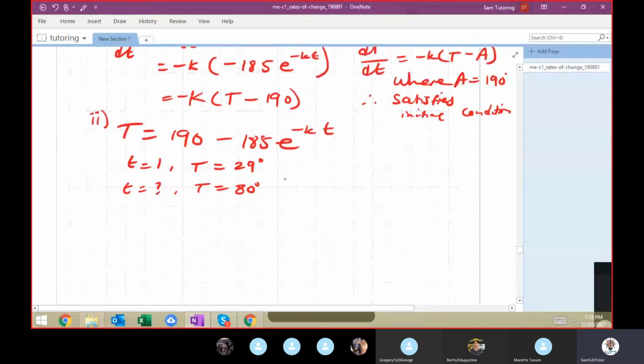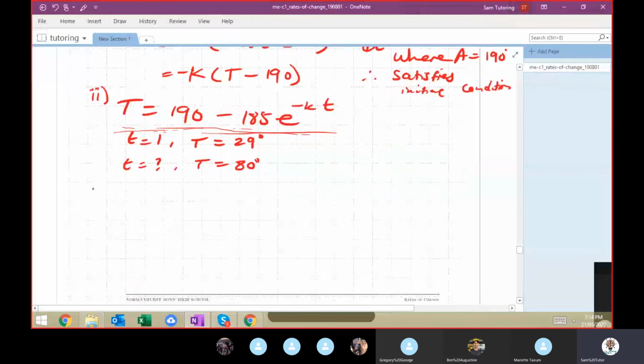Let's do this. What's the first thing I've got to do in this equation? What's the first letter you've got to find? K, right? So I'm going to sub in time is 1 and T is 29, and you'll have to find K first. You've got to find your constant.